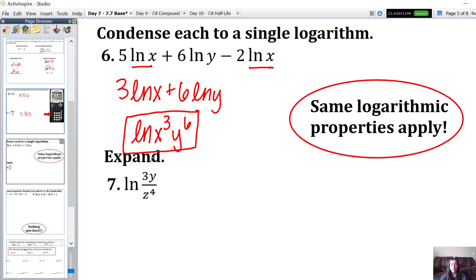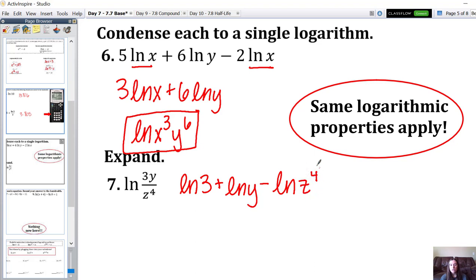In this one, we need to expand our natural log. I see stuff that's being multiplied, I see some division, and I see some powers. So I'm going to start by separating everything out from the product and quotient rules, and then I'll worry about the powers. So I'm multiplying this 3 and this y, so we have the natural log of 3 plus the natural log of y, and we're subtracting the z to the 4, so we're going to subtract the natural log of z to the 4.